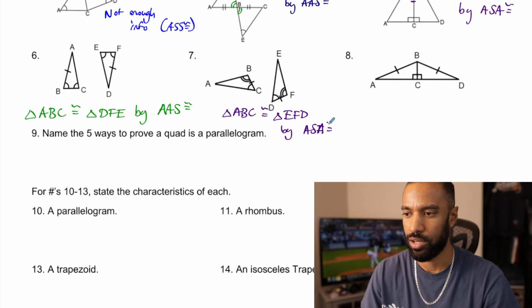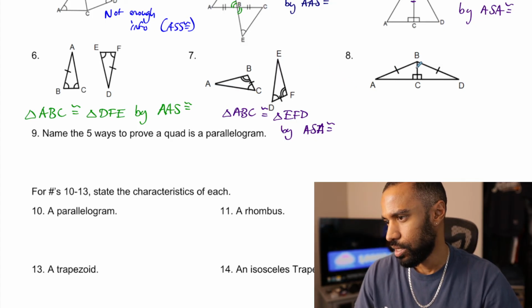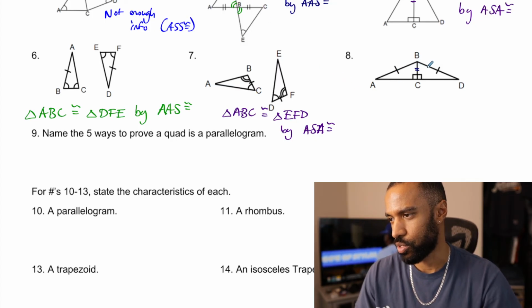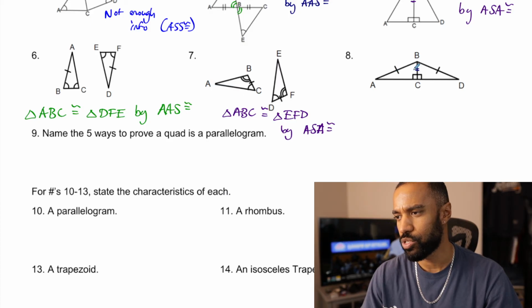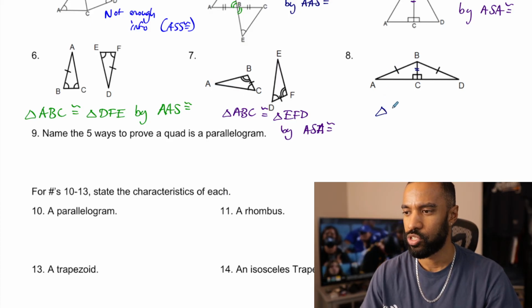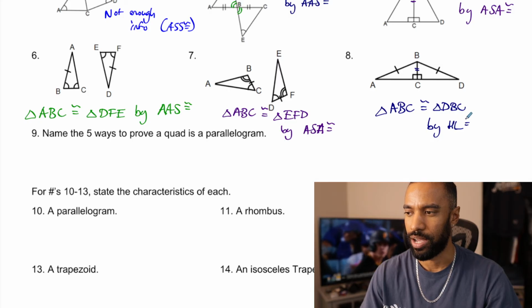And lastly, we haven't really seen a side, side, side. We have reflexive property, shows those are congruent there. This would be angle, side, side, but it's a right triangle here and here. Hypotenuse is congruent, legs congruent. So that's going to be an HL. Triangle ABC is congruent to triangle DBC by HL. All right, works out.